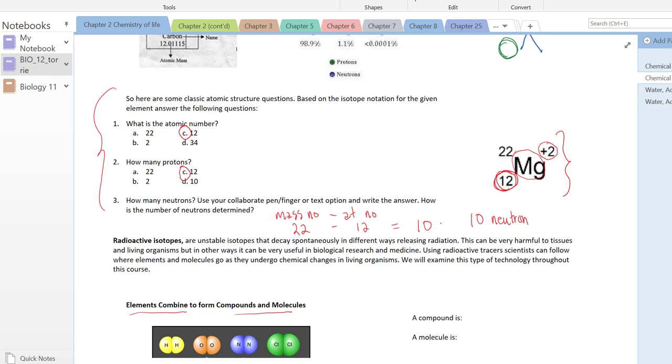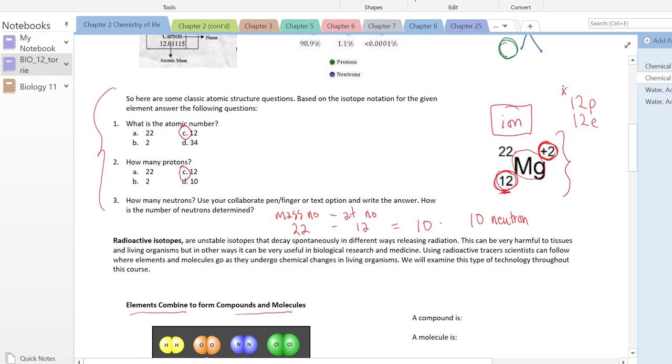All right, again, if it's magnesium and it has an atomic number of 12, that must mean we have 12 protons. Now, any atom of magnesium would also have 12 electrons, but this is not an atom, it's a charged ion. Because it has a charge, we refer to it as an ion. And in this case, it has a charge of +2.